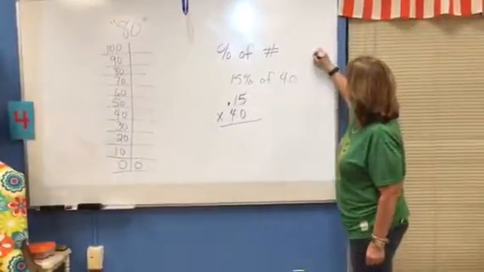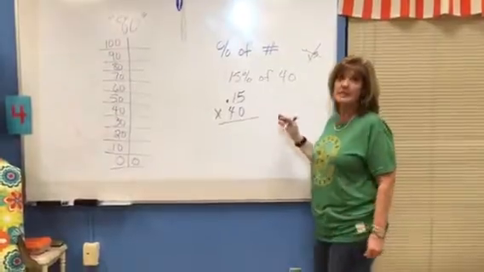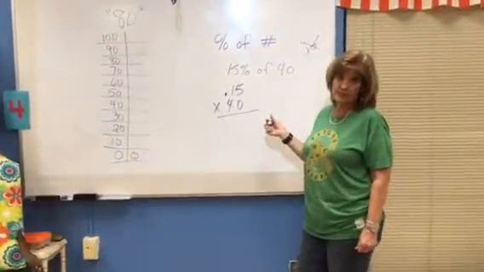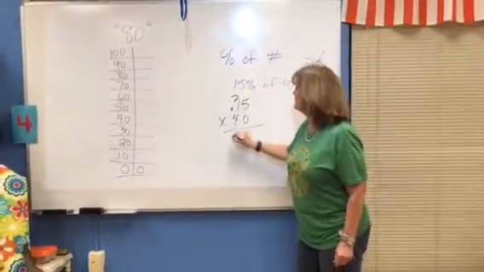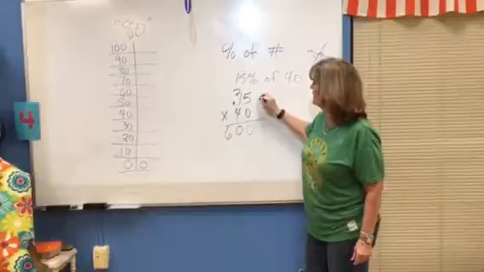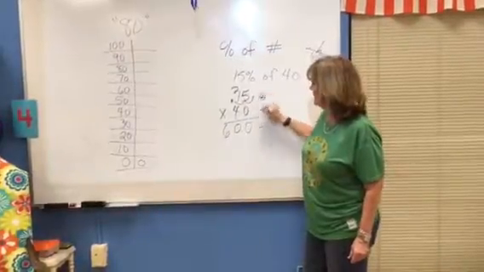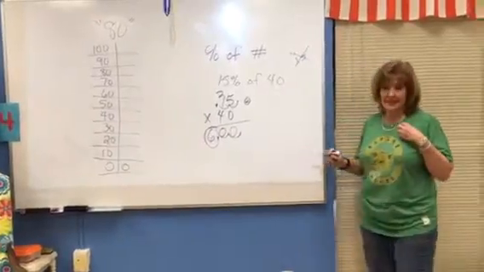That means you don't know the is. You know the percent and you know the total. I'm going to multiply, and I get 6. I'm going to put my 2 decimal places in here, and my answer is 6.